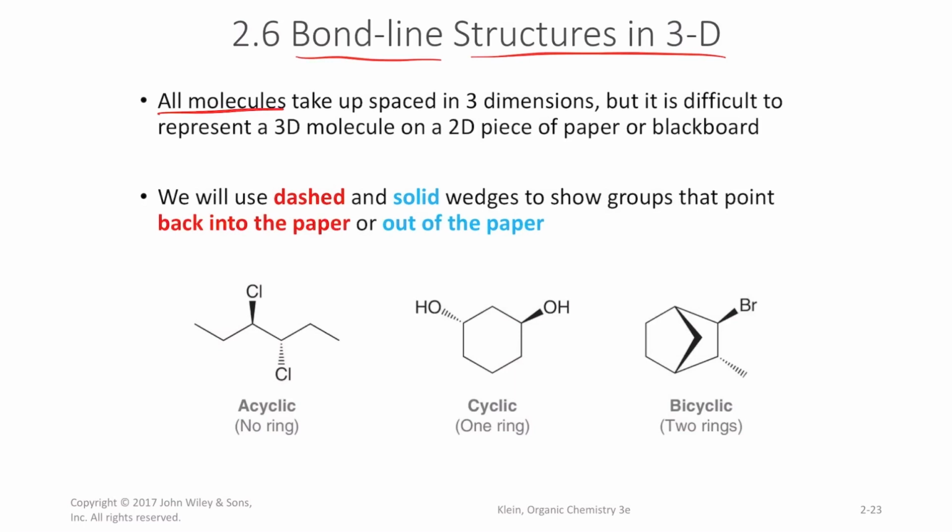All molecules generally take up space in 3 dimensions. But it is difficult to represent a 3D molecule on a 2D piece of paper, because we are using a paper or a blackboard. So it's not easy to represent that. So what we do is we use dashed lines and solid lines. Dashed represents that it is back into the paper, meaning that it's behind the paper. And when you draw a solid wedge, it represents that it is out of the paper or in front of the paper.